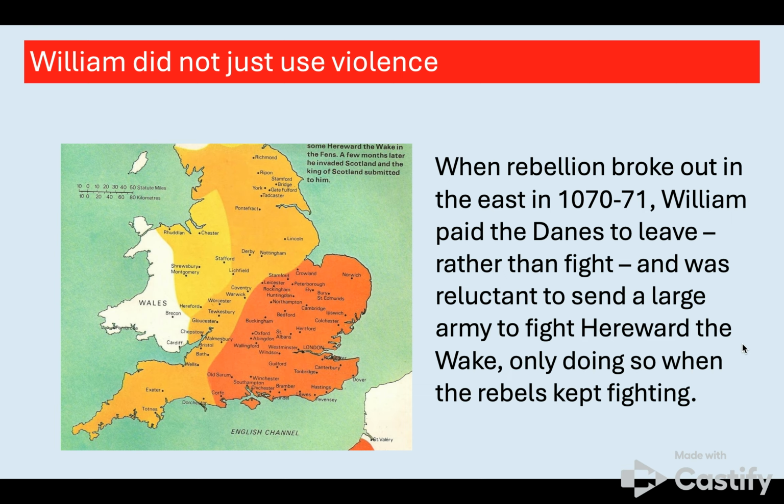So this point argues again that it's not just violence William is using. He's using negotiation, he's using money to pay off the Danish Vikings, he's trying to hold back on using violence against Hereward the Wake. He doesn't want to create big scenes and big battles. So this suggests that perhaps William is getting control through other means.